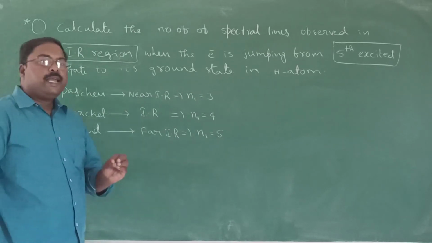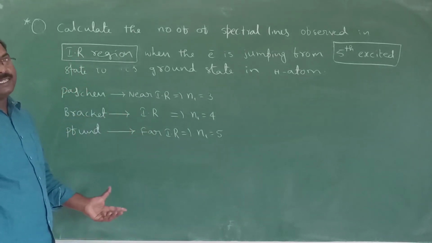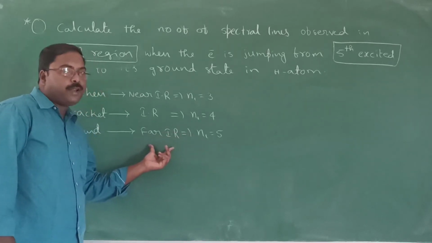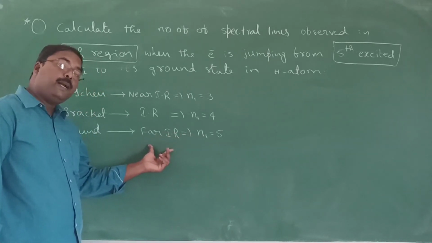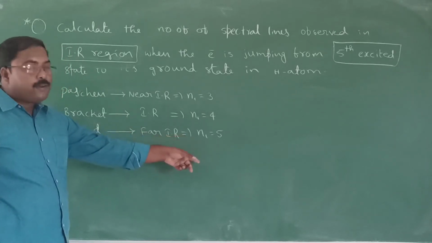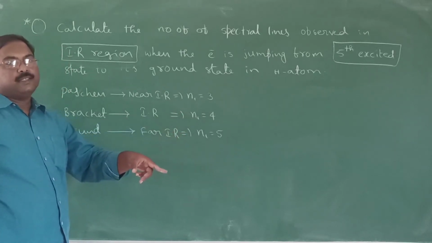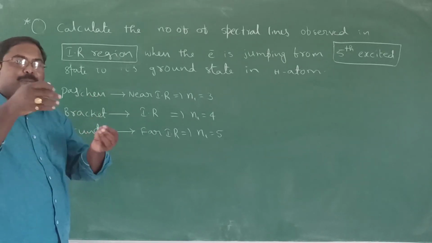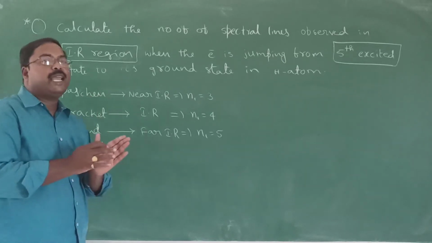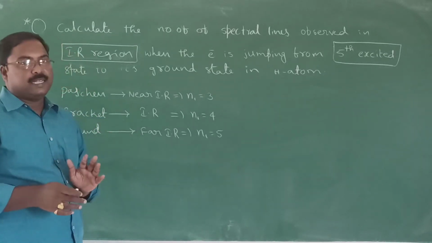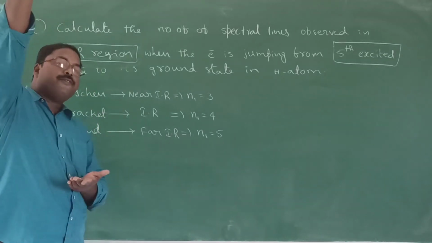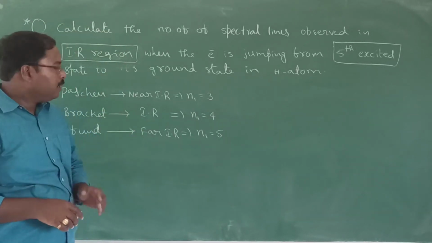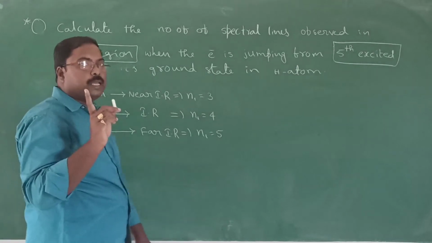Some of you may get doubt, sir, why don't you write Humphreys series? Because Humphreys series is also in infrared region only, right? But in the case of Humphreys, n1 is 6th orbit only. When the electron is in the 6th orbit, it cannot jump back to 6th orbit. So we cannot find spectral lines in Humphreys series. If the electron is in the 7th orbit, then we should count Humphreys also. Understood?